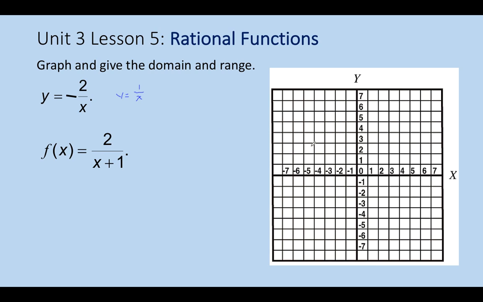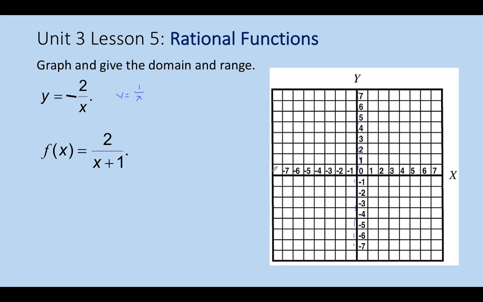So first of all, my vertical asymptote would be 0. X cannot equal 0. Okay, and so that should be plainly clear because, well, my denominator here is x, and so x can't equal 0.